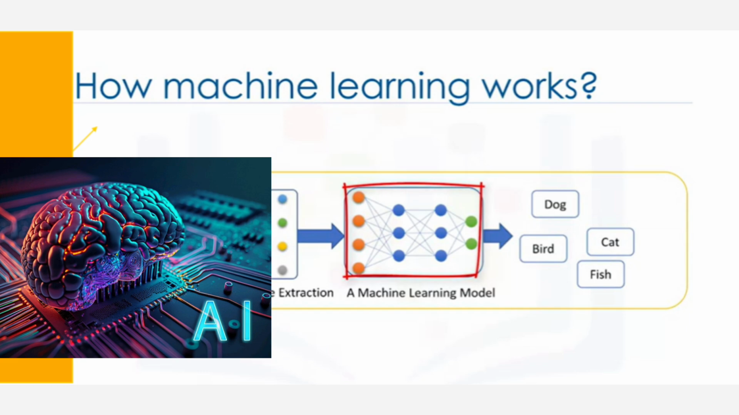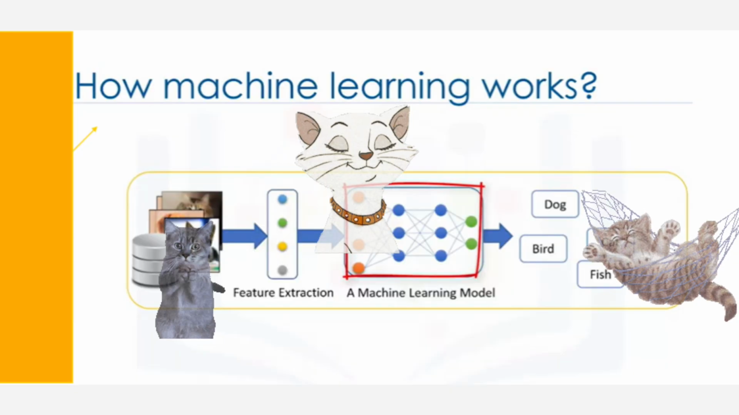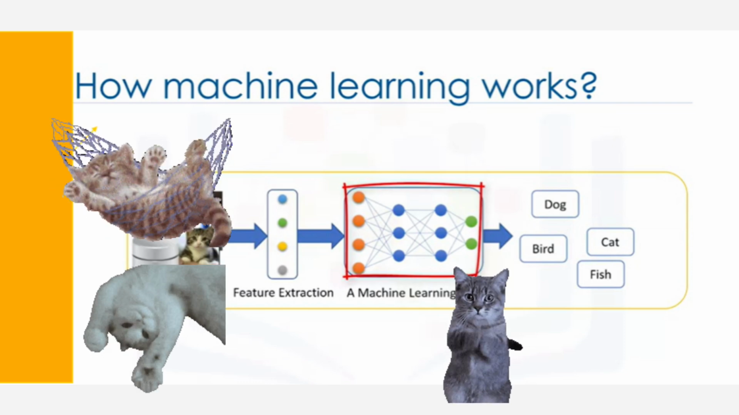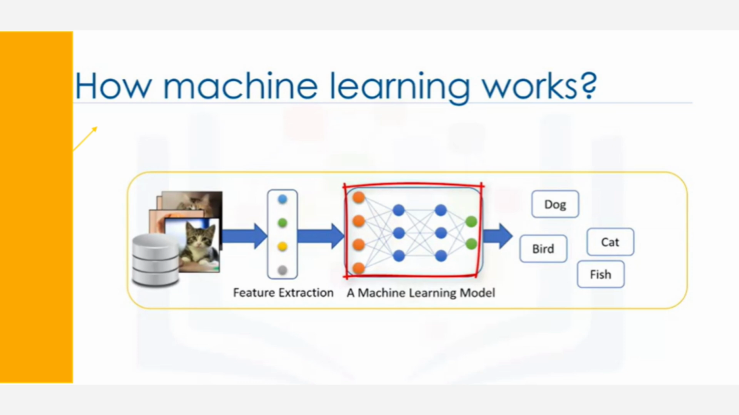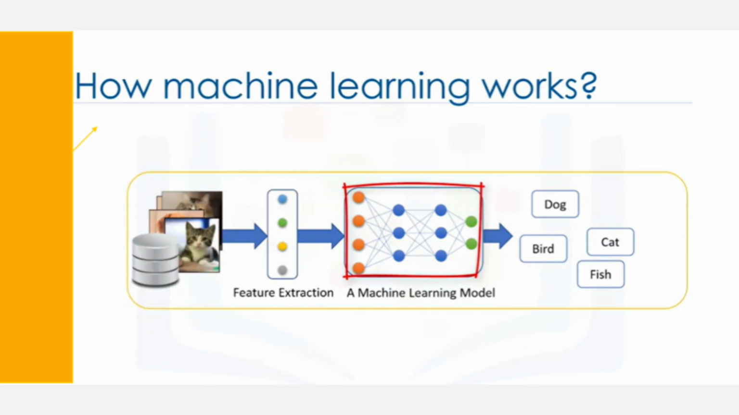For example, let's say we want a machine to recognize cats in photos. First, we give it a lot of pictures of cats and say, "Hey, these are cats," in coding words, okay? And then we give pictures of dogs and say these are not cats, okay? Then the machine studies these images and starts figuring out patterns, like cats have pointy ears and whiskers and tails.